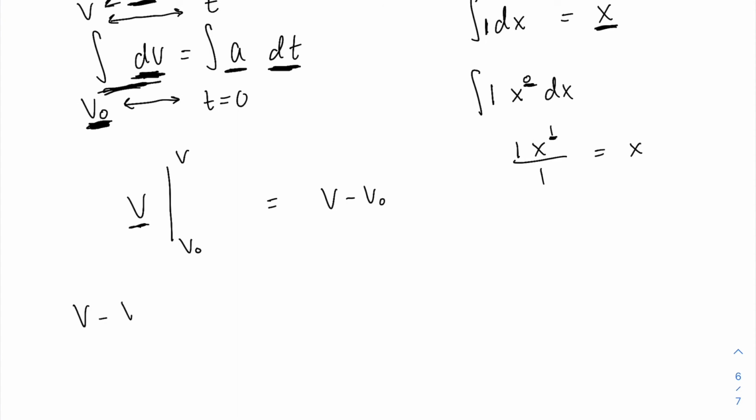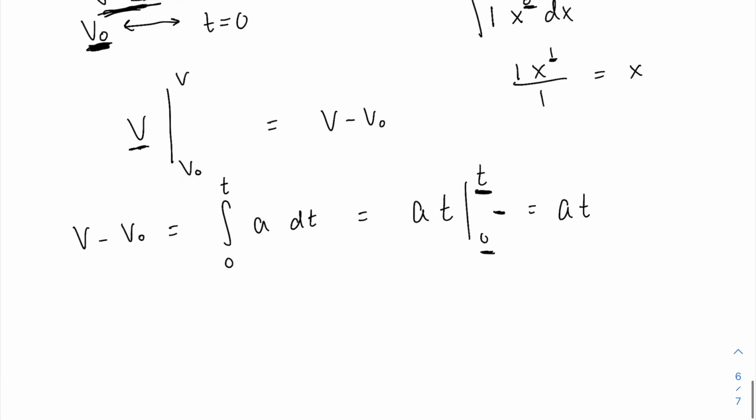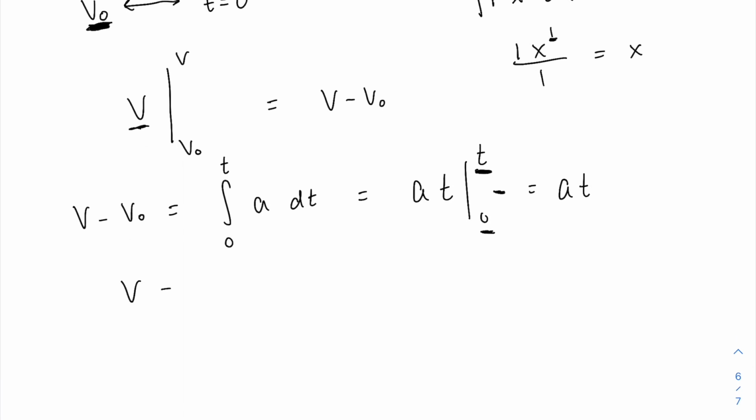So this is the left side of our equation. So we have v minus v naught equals integral from 0 to t of a dt. Now we can do that integral, and we just end up with a times t evaluated from 0 to t. Now you plug in the top limit, and then we subtract, and then plug in the bottom limit. So this will be a times t minus a times 0. So we just get a times t. And so now we're left with v minus v naught is equal to a times t.